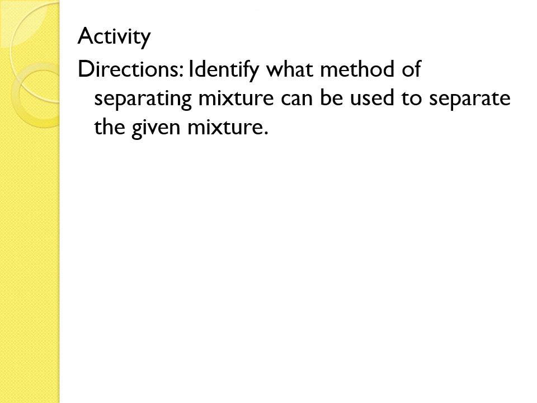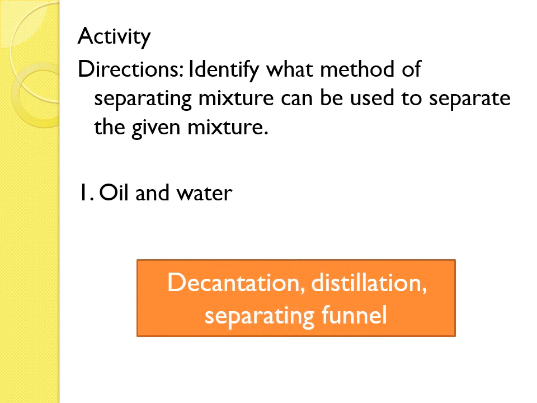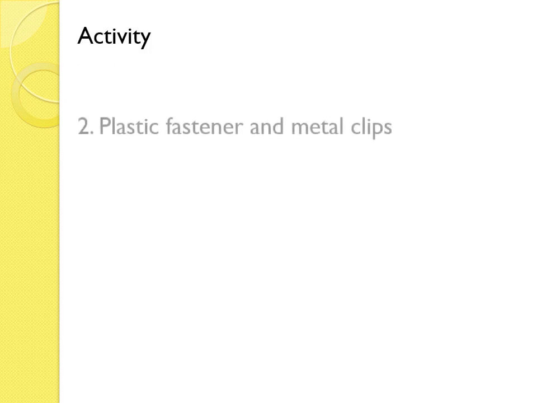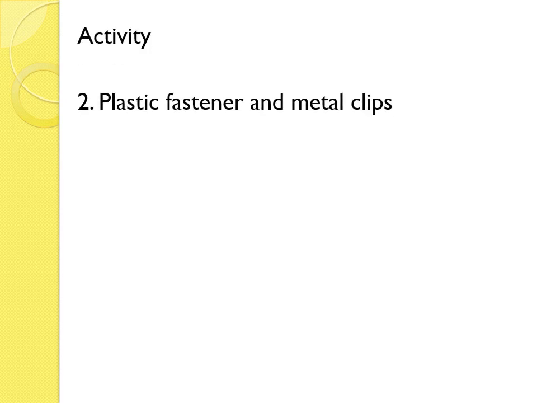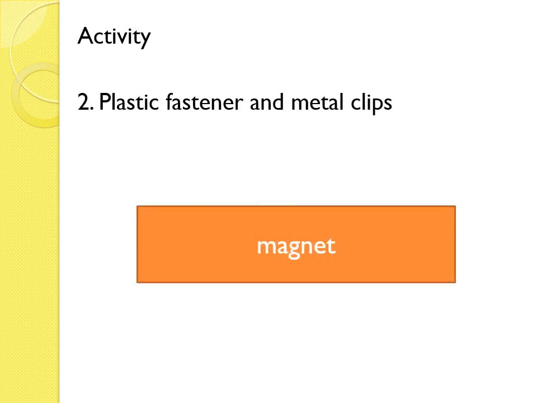Okay, so we're going to have an activity here. The direction goes: identify what method of separating mixtures can be used to separate the given mixture. First is oil and water. What method can be used to separate these two? Correct. Decantation, distillation, and separating funnel. Next mixture, plastic fastener and metal clips. This is very easy. Correct. That is magnet.